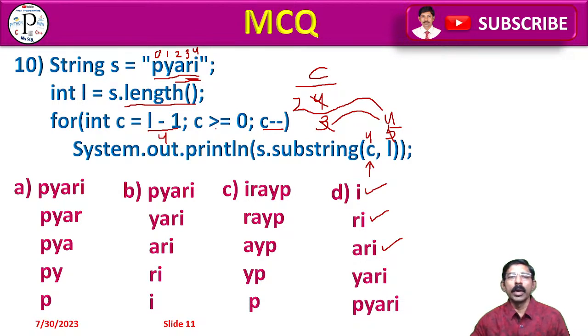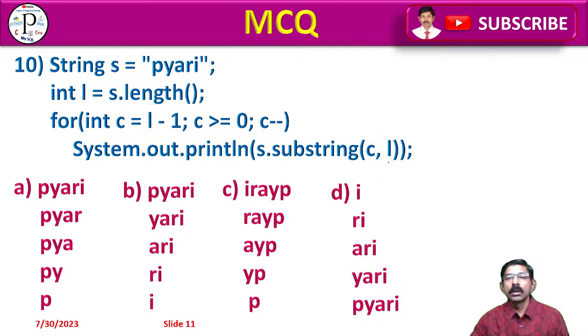The upper bound is excluded. The lower bound is included and the upper bound is excluded. This is included and this is excluded. Got it? In every case, it is excluded.